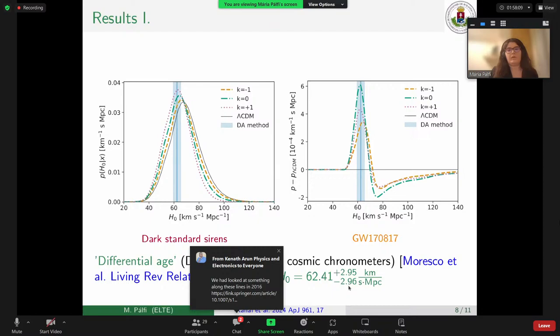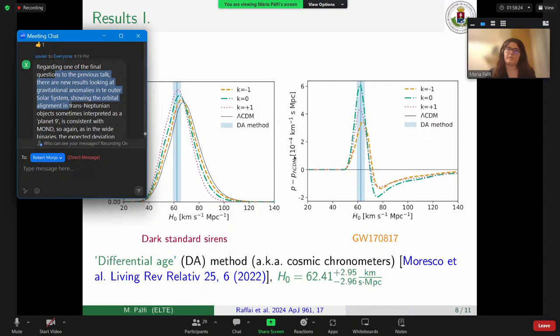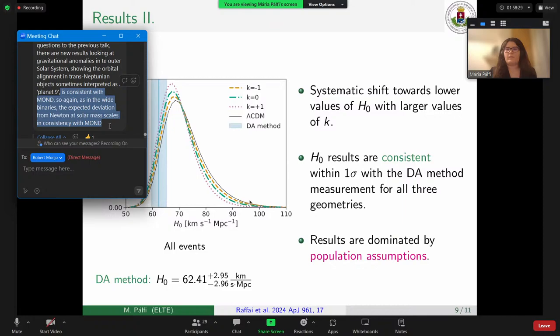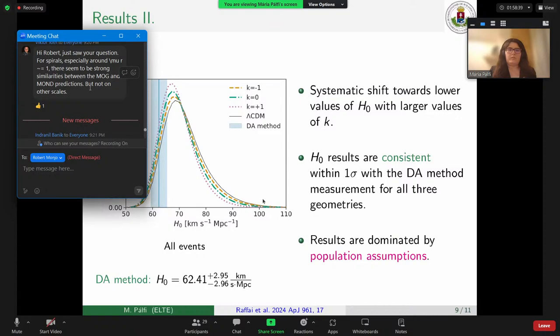For GW170817, we only plotted the differences between the results and the posterior distribution of the lambda CDM model. This figure shows the combined posterior distribution for all events. We can see that there is a shift towards the lower values of the Hubble constant with larger values of the curvature parameter.